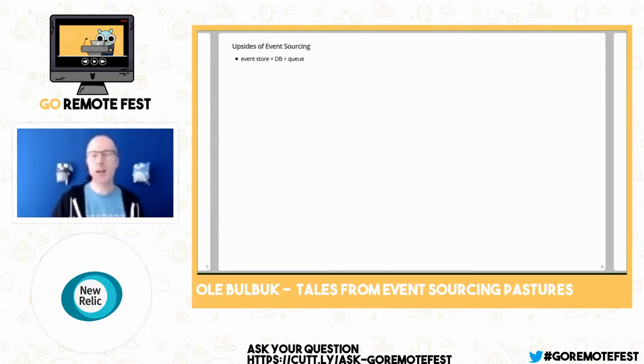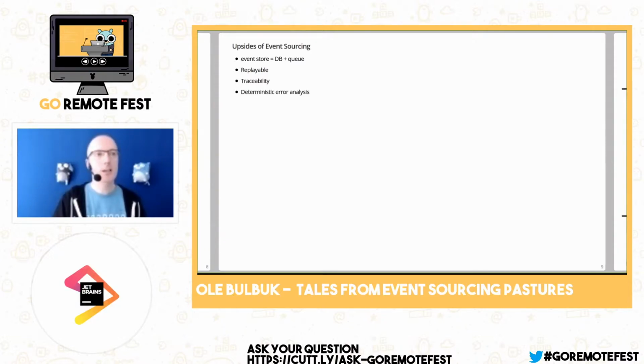And so the upsides are you have an event store, which is really a combination of a database and a queue. And this is always consistent. This isn't trivial to do if you would implement this separately by yourself. And everything is replayable, so you can always start again since the beginning of time. And this gives you a lot of traceability, and especially for error analysis, this is really good. And in the usual distributed systems that we have nowadays, this can be really, really great.